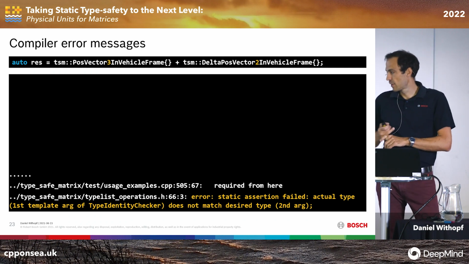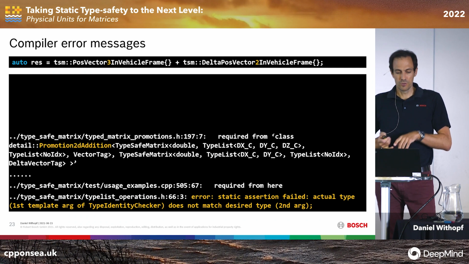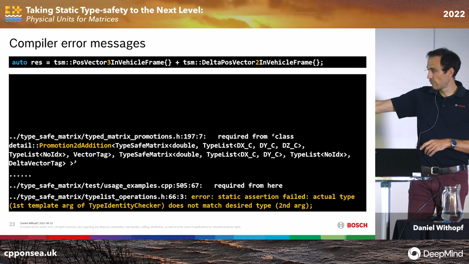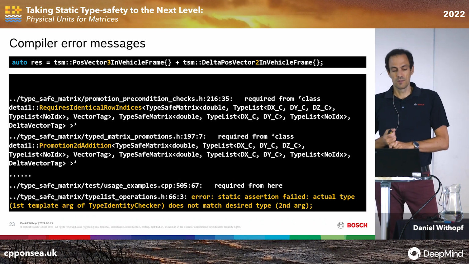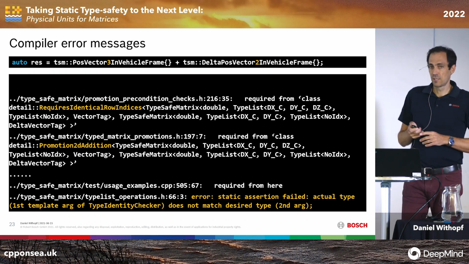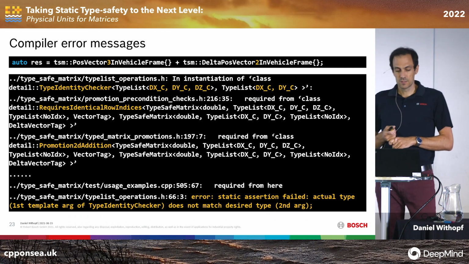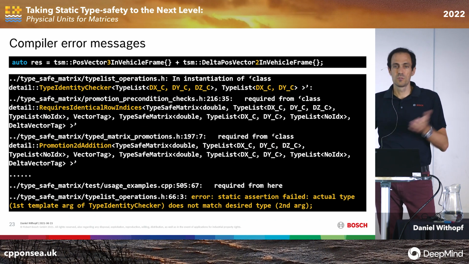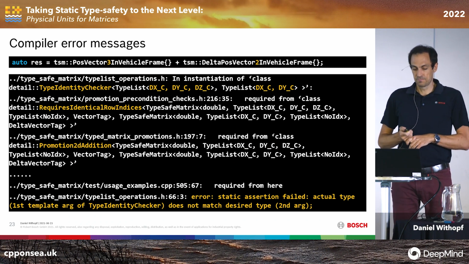When this happens, you first of all get a static assertion because type identity checker failed. And now if we look at the instantiation history, we can see that this happened during promotion to the addition. So we already have the indication, okay, this happened when we added something. We then see, okay, it happened when we required identical row indices. So this operation requires identical row indices, but they weren't identical. And then last but not least, the type identity checker template is instantiated. And we see that we have a 3-dimensional type list and a 2-dimensional type list. They are not identical, meaning the user gets an error.